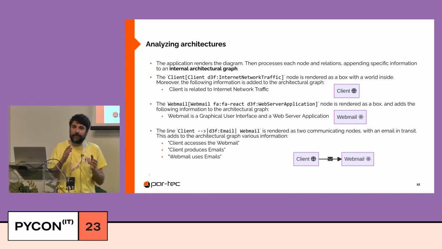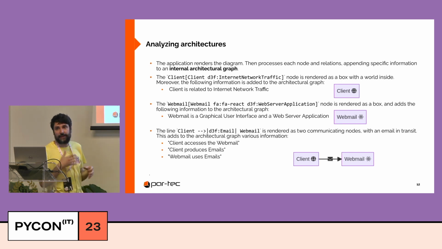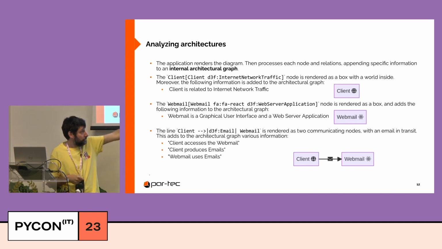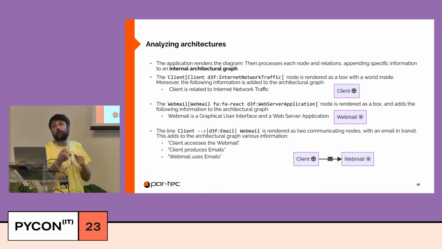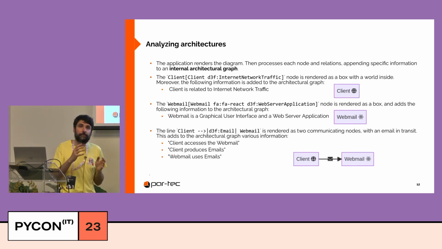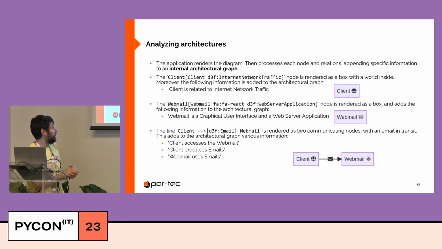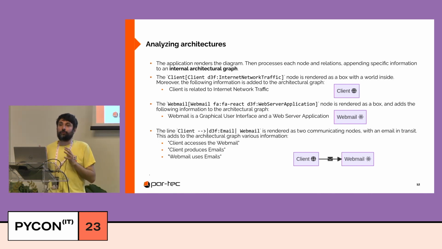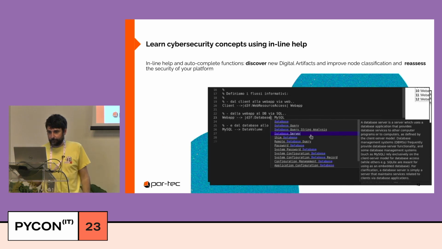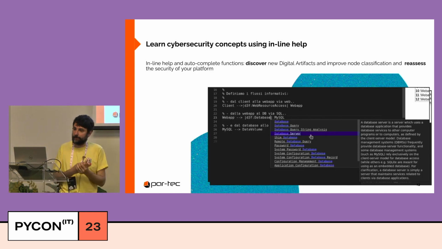And if we want to say that the client sends email to the web application, we just say client, arrow, pipe, D3F email, pipe, webmail. This draws this image, but it knows that the client is sending email in some way, or email information, to the webmail. So the client accesses the email, the client produces email, and webmail uses email. Those are semantic information that can be processed to create a security assessment.